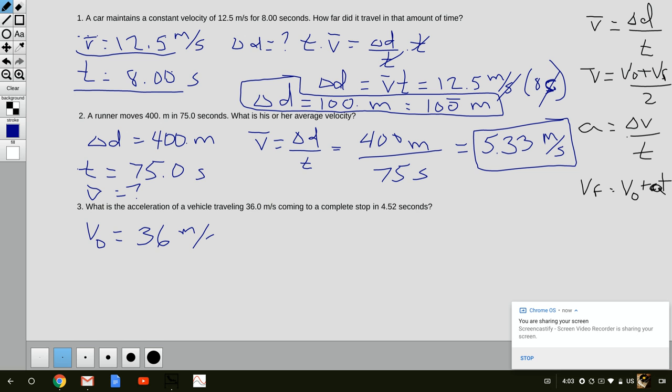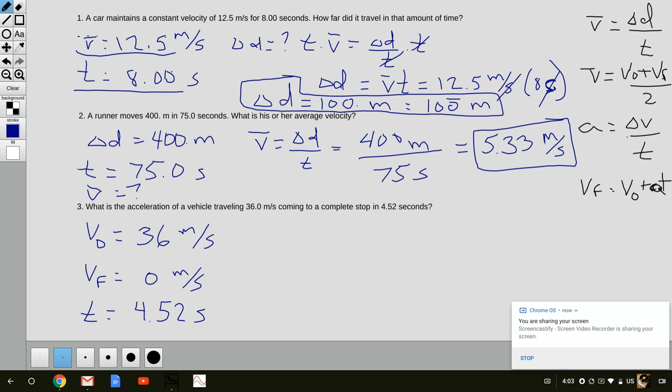All right. So that would mean our initial velocity here is the 36 meters per second. Now, I chose 36 meters per second because that's 80 miles an hour. So this is how fast you'd be going on the interstate. Our final velocity would be 0 meters per second because we're coming to a stop. The amount of time that takes is 4.52 seconds.